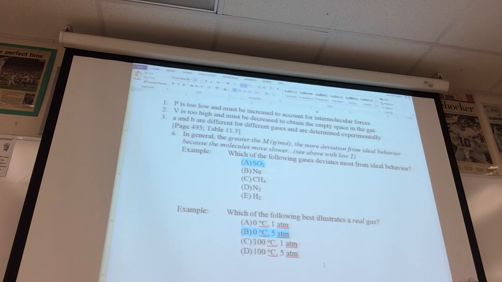But understand the wording. This could have said which of the following best illustrates a real gas, deviates most from ideal. There's a lot of ways to say that. Be comfortable with all of them. You can tell which one deviates just by looking at the temperature and pressure. Just from temperature and pressure you would know. Molar mass, it's not going to be both concepts together to the best of my knowledge. It'll be one or the other.